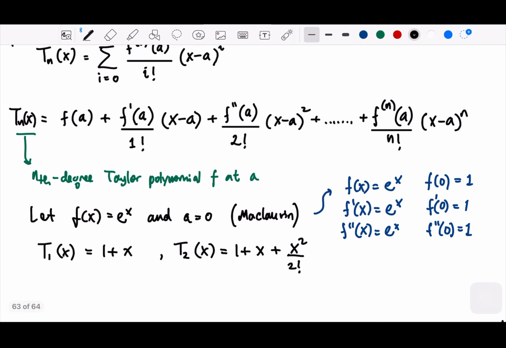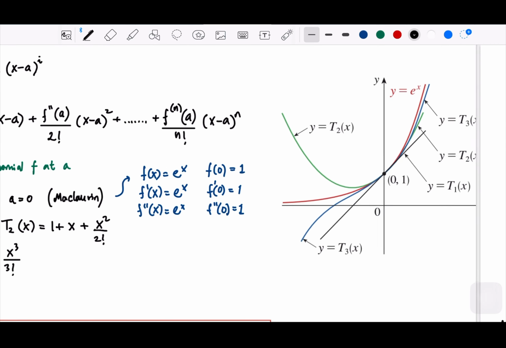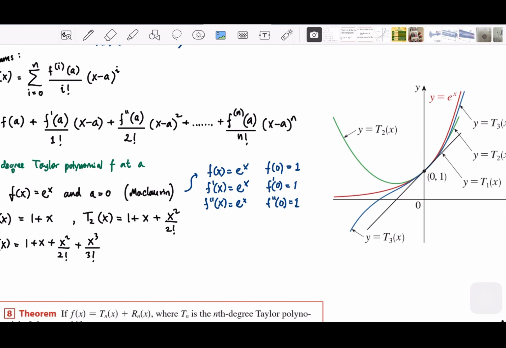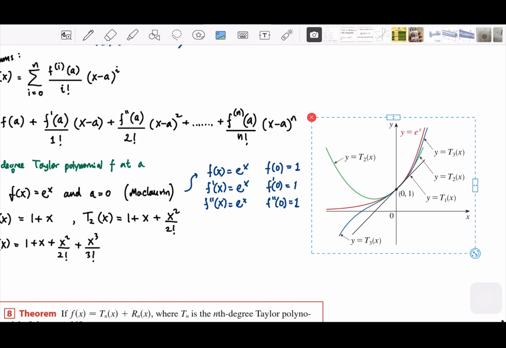And then maybe let's take the third one. It's 1 plus x plus x squared over 2 factorial, and adding x cubed over 3 factorial. And this is something that you can take into calculators or graphing calculators, or taking into a website to see the graphs. You will see that the graphs will look like this. Okay, let me take this, make it look a bit smaller.